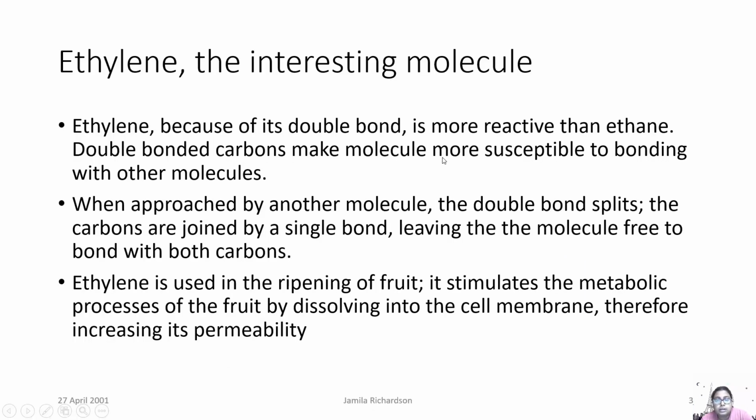So if you have not already heard, it's basically a hot topic even in today's time. There's artificial ripening of fruit, which is obviously not healthy for humans to consume. There are a lot of cases of food poisoning that have happened because of this. So, in order to keep the market going, ethylene is used in ripening of fruit. Basically, it stimulates the metabolic process of the fruit by dissolving into the cell membrane and increasing its permeability.